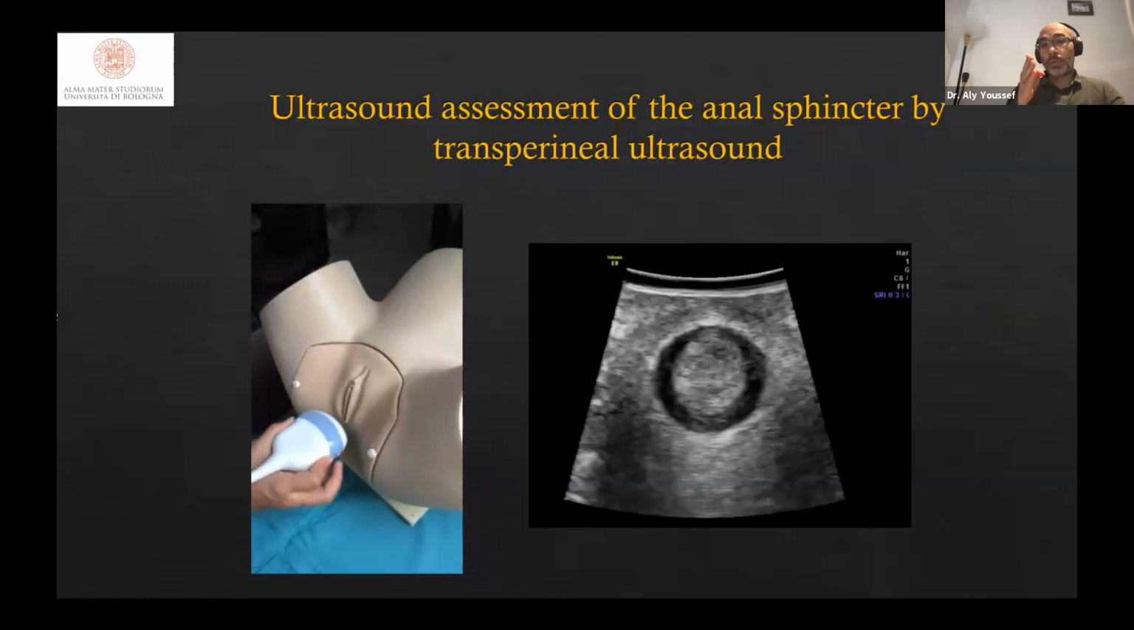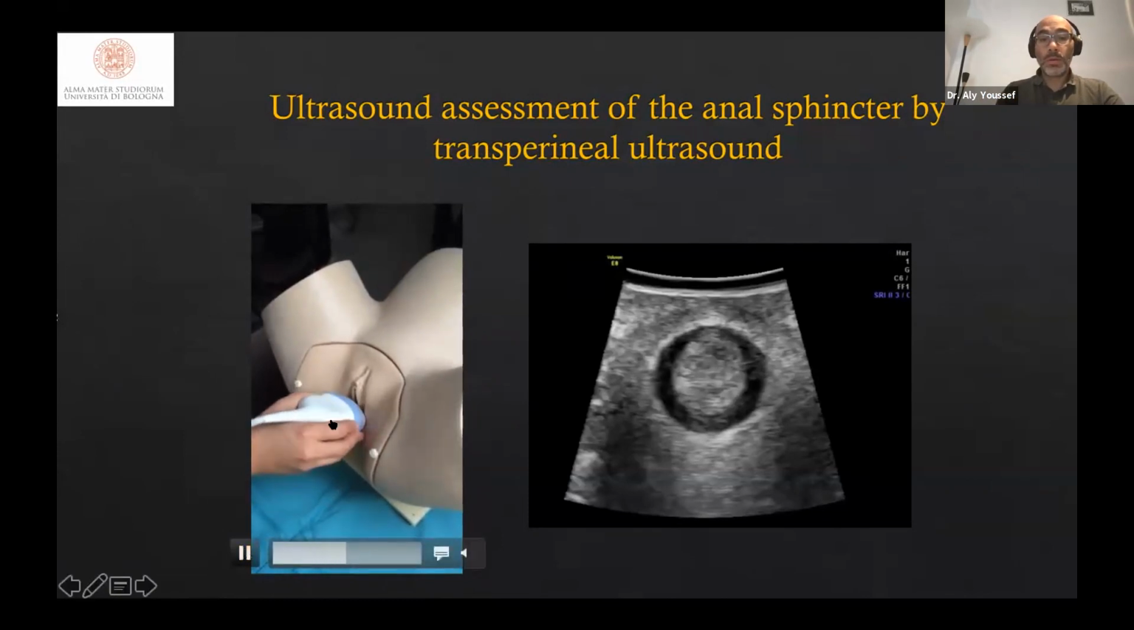if you are doing the pelvic floor assessment of the levator ani muscle, we put the probe in the sagittal view, so in the midline. To see the anal sphincter, you have to rotate the probe, so make it horizontal, and then angulate it from up. This is the movement that you have to do to see the anal sphincter.